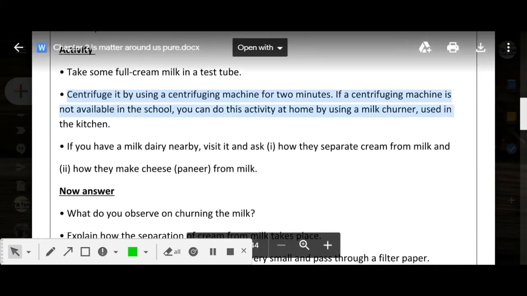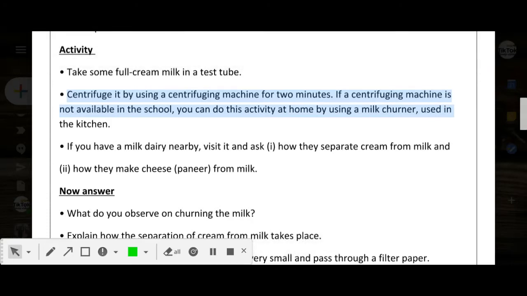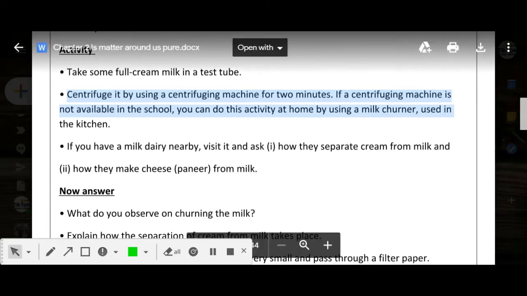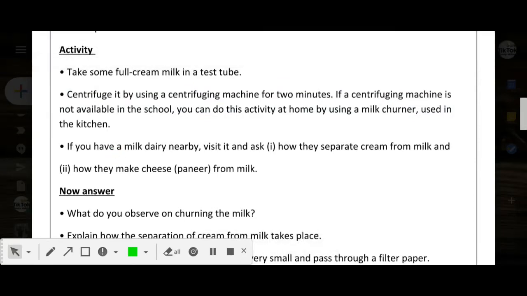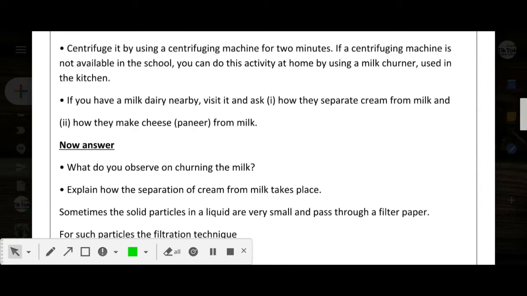If a centrifuging machine is not available in the school, you can do it at your home using a milk churner in the kitchen. So you can take help of your mother. If you have a milk dairy nearby, you can visit it. They will be having a large drum in which they separate milk and cream.